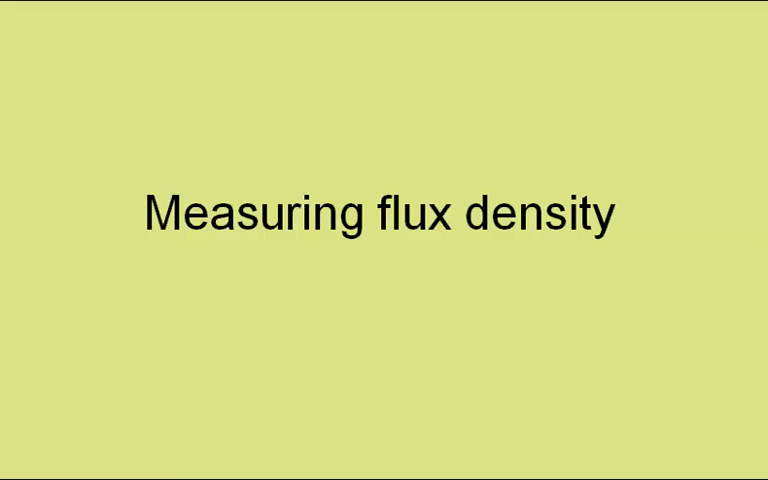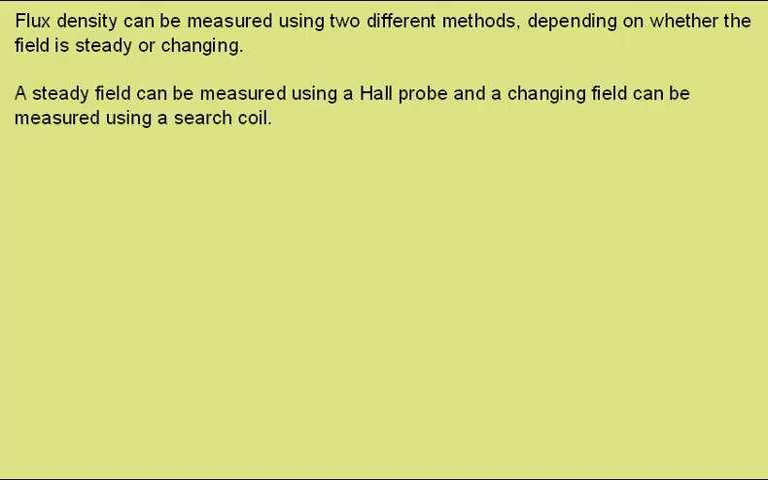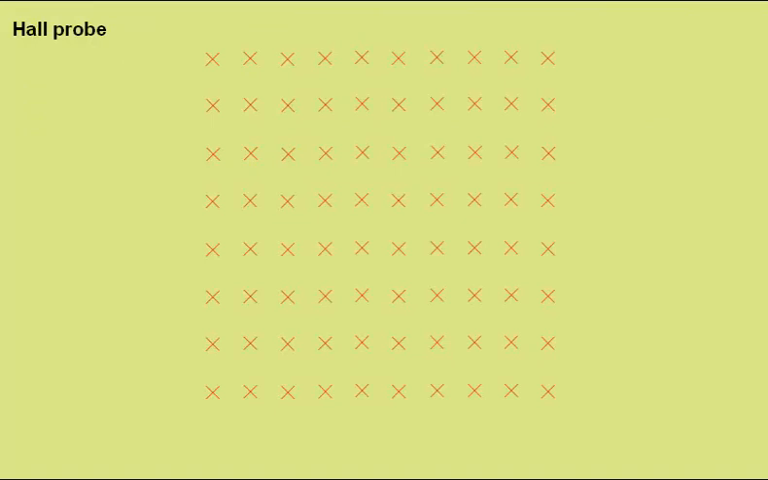Measuring flux density. Flux density can be measured using two different methods, depending on whether the field is steady or changing. A steady field can be measured using a Hall probe, and a changing field can be measured using a search coil.